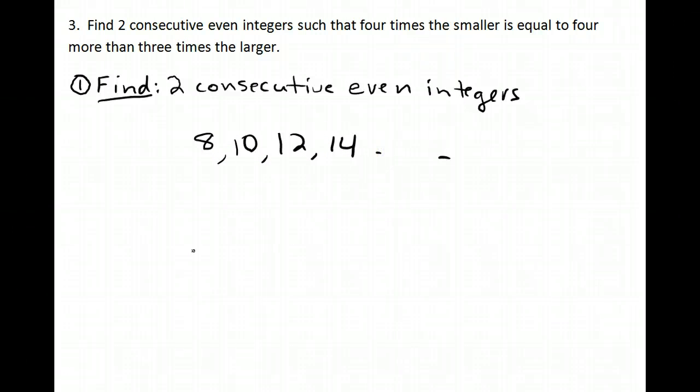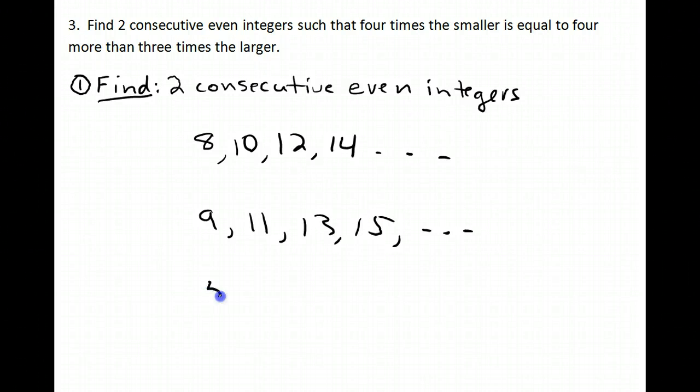so forth. Those are consecutive even integers. Consecutive odd integers would be 9, 11, 13, 15, and so forth. Consecutive integers would be 5, 6, 7, 8, and so forth.